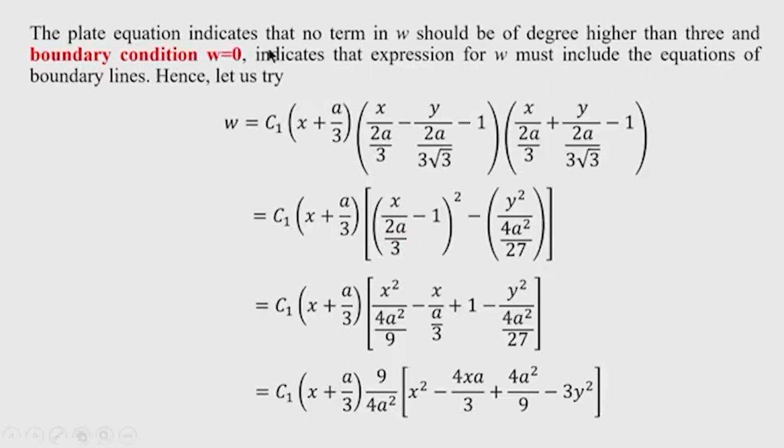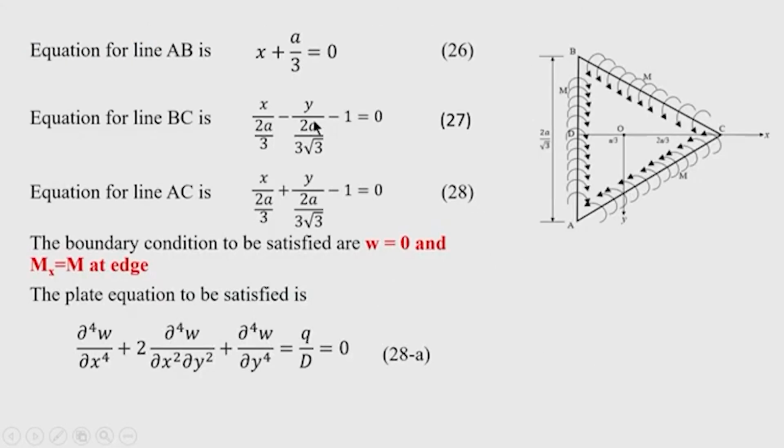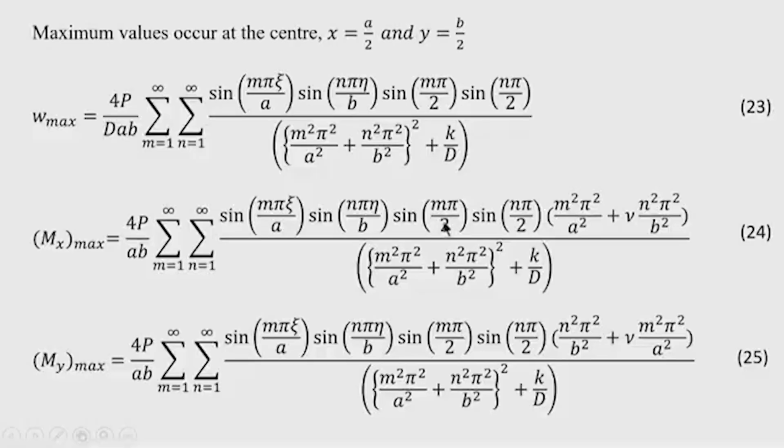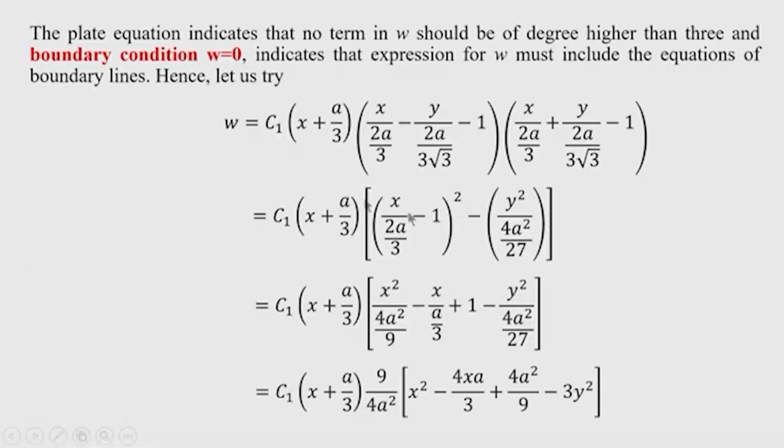The plate equation indicates that no term in W should be of degree higher than 3, because it is a fourth order equation, and boundary condition W is equal to 0 indicates the expression for W must contain the equations of the boundary lines. So, hence let us try the equation of the line as C1. This is the equation of the line AB. First we have written the equation of the line AB, then the equation of the line BC, and the equation of the line AC.